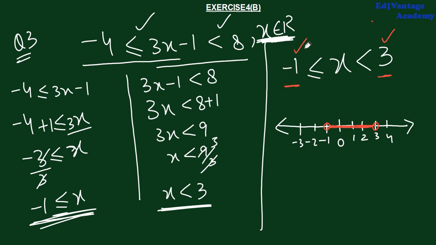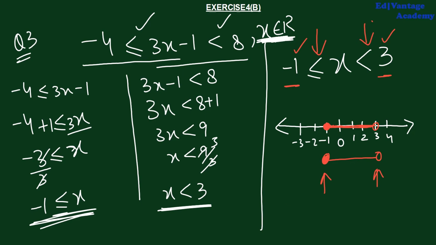Which one is included? Minus 1 is included, 3 is not included. So minus 1 will be shaded, 3 won't be shaded. Your solution set represented on the graph looks somewhat like this. Please use your scale to plot this graph. Don't plot freehand. So this is our answer. I repeat, you have two symbols: x is greater than something, less than something. That time you get two ends. Both can be shaded if both are equal, or if only one is equal, that part will be shaded and the other one you can call hollow.